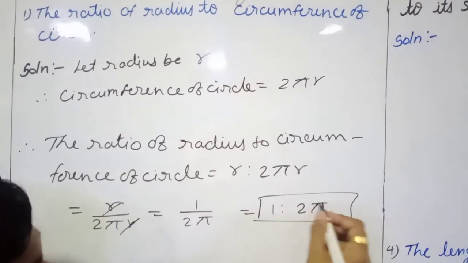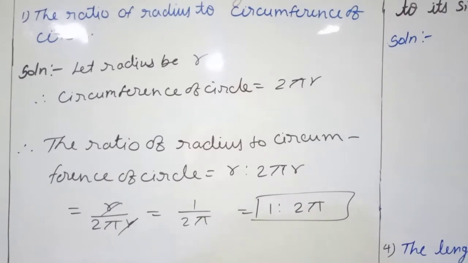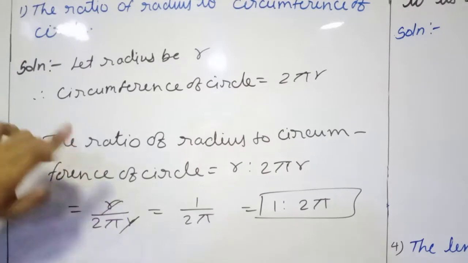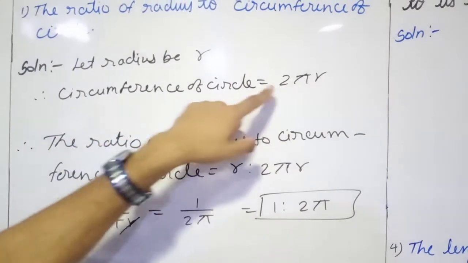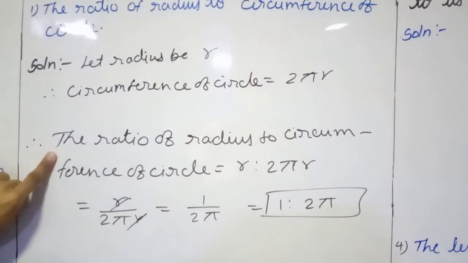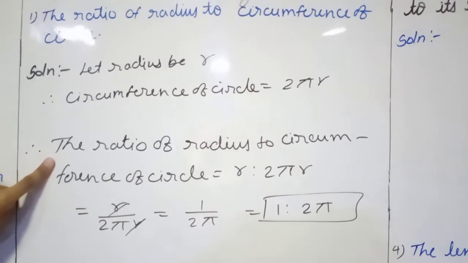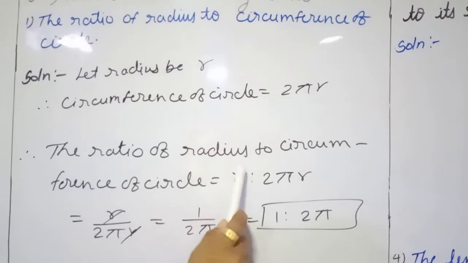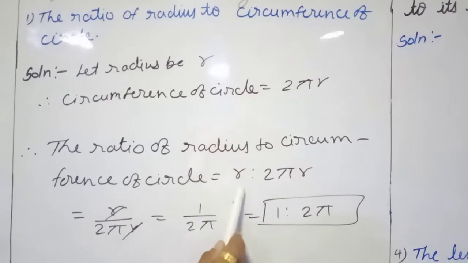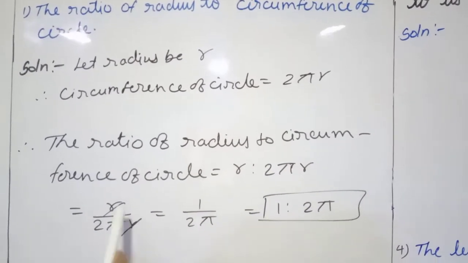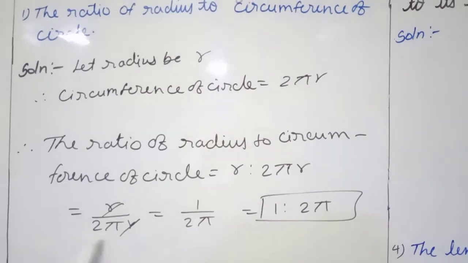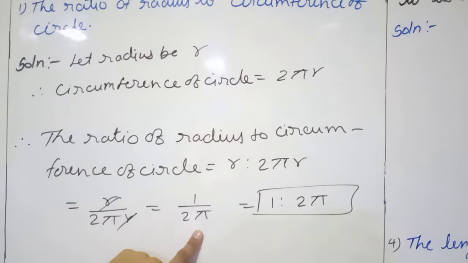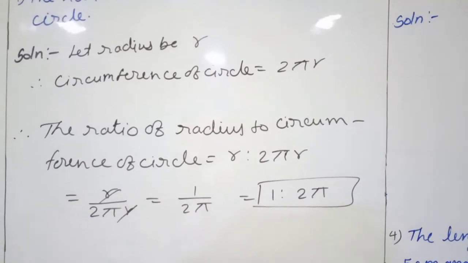Is our answer. Got it everyone? This way we have to do. First assume the radius r, therefore circumference of circle becomes 2 pi r. Then we have to write, like we learned, the ratio of the first quantity to the second one. The ratio of radius to the circumference of circle is equal to r is to 2 pi r. We have to write it in numerator and denominator form. Do the cancellation of r. We got 1 upon 2 pi. That will become 1 is to 2 pi.